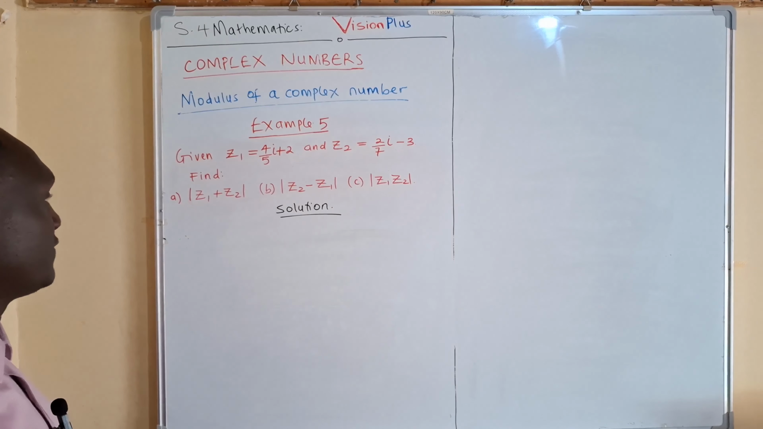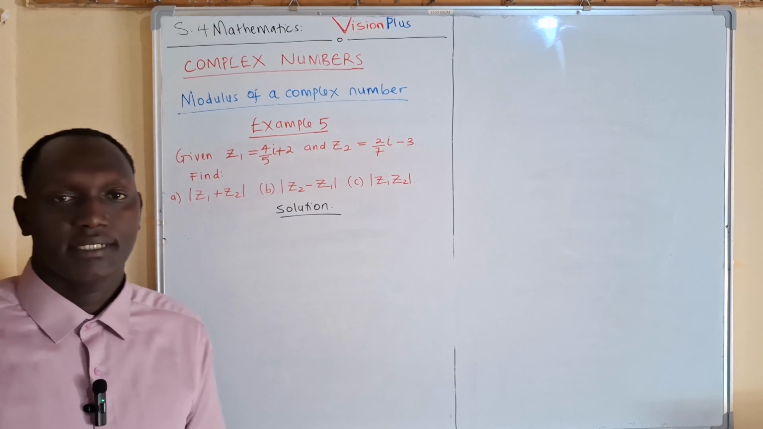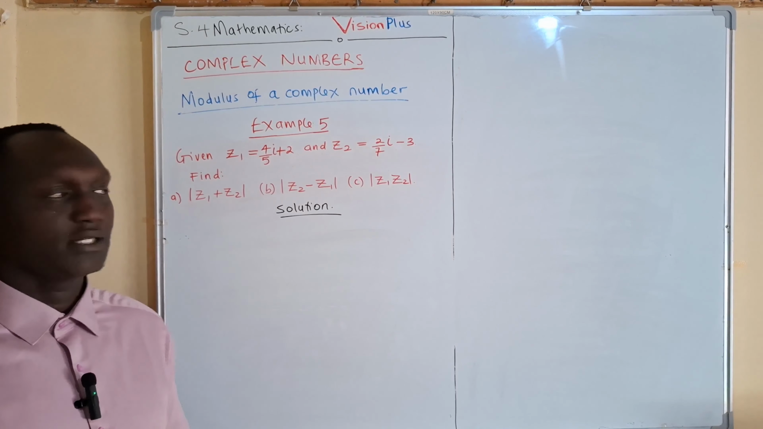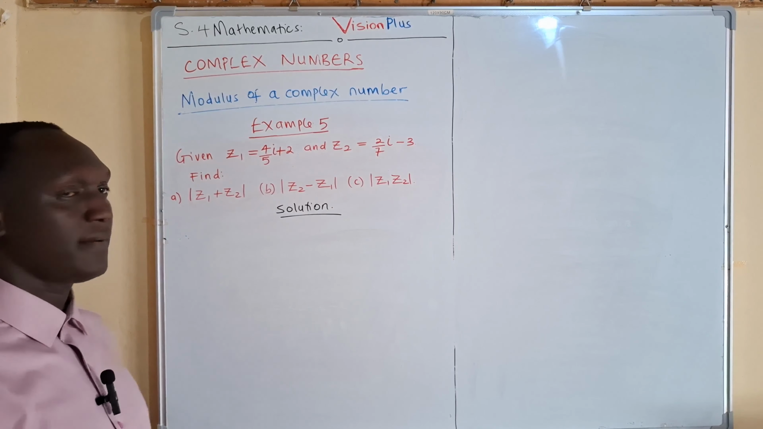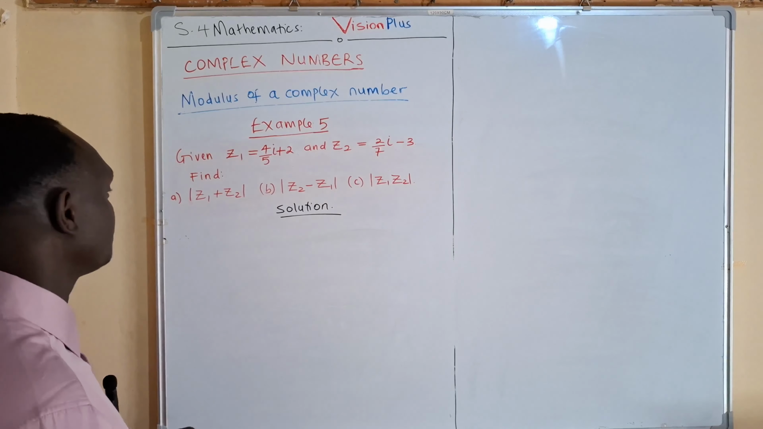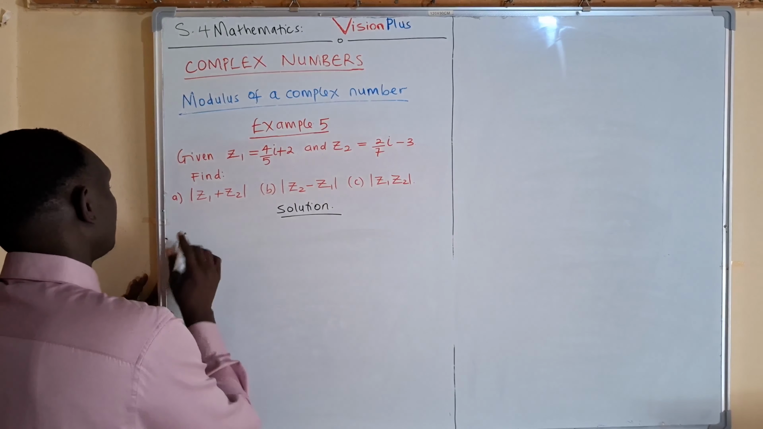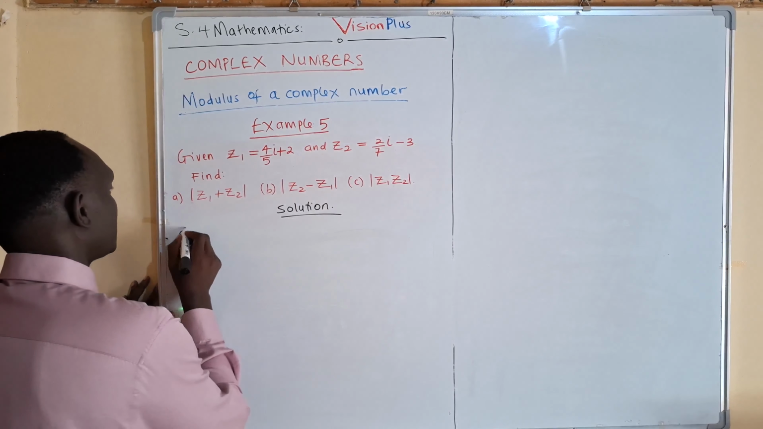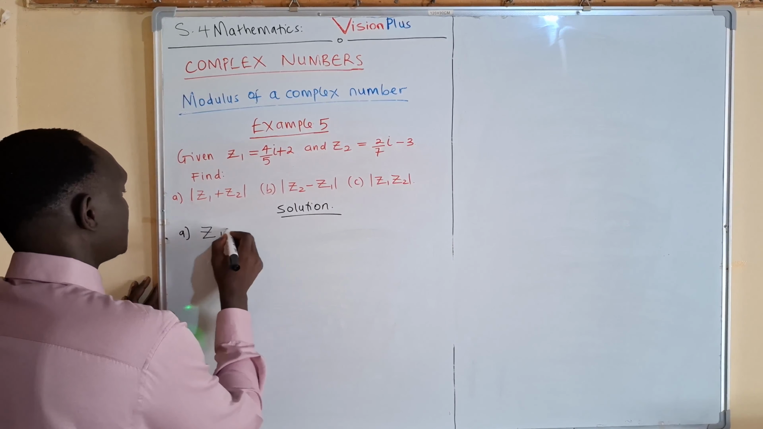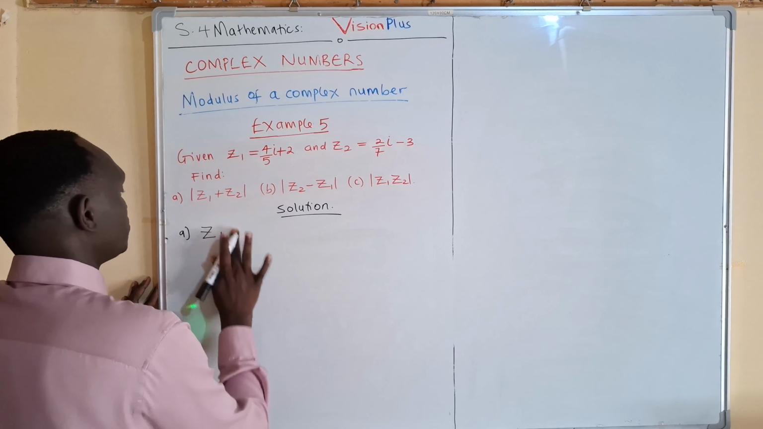Example 5 says that we are given two complex numbers, and part A asks: find the magnitude of Z1 plus Z2. You are free to pause the video and try it out. The magnitude of Z1 plus Z2.